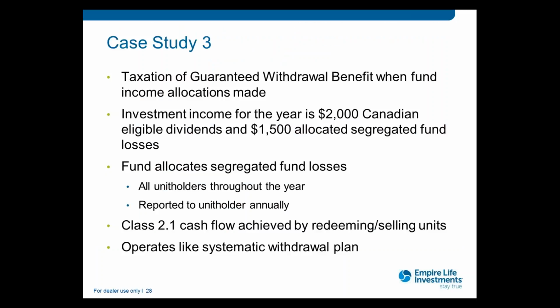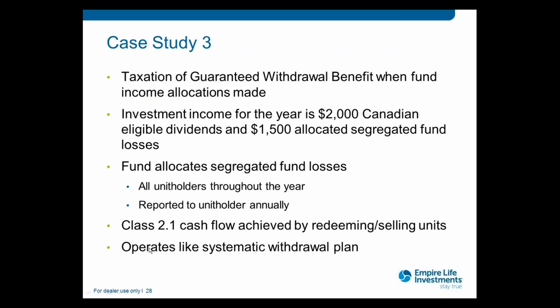In case study number 3, let's consider what happens with a guaranteed withdrawal benefit plan if for that particular year there were $2,000 of Canadian eligible dividends declared and $1,500 of allocated segregated fund losses. So the fund may in fact have made money, but the fund manager looked at their holdings and said, you know what, that particular holding isn't doing particularly well. It may in fact be dropping further in value. So they decided to sell that particular holding at a loss and then reinvest the balance according to the principles and direction of that particular fund.